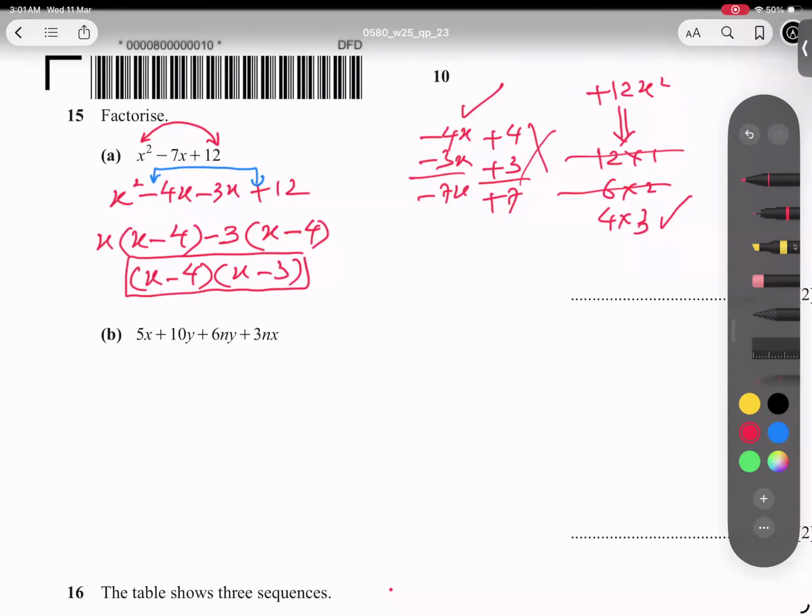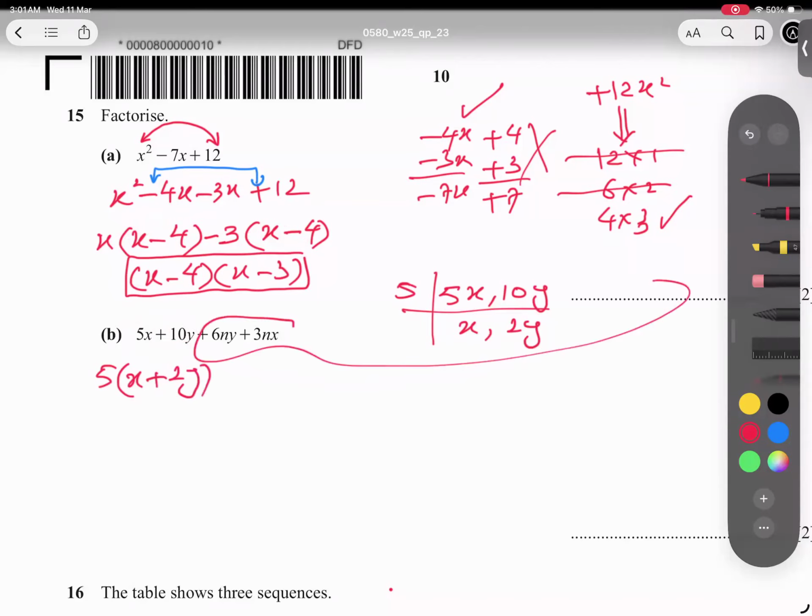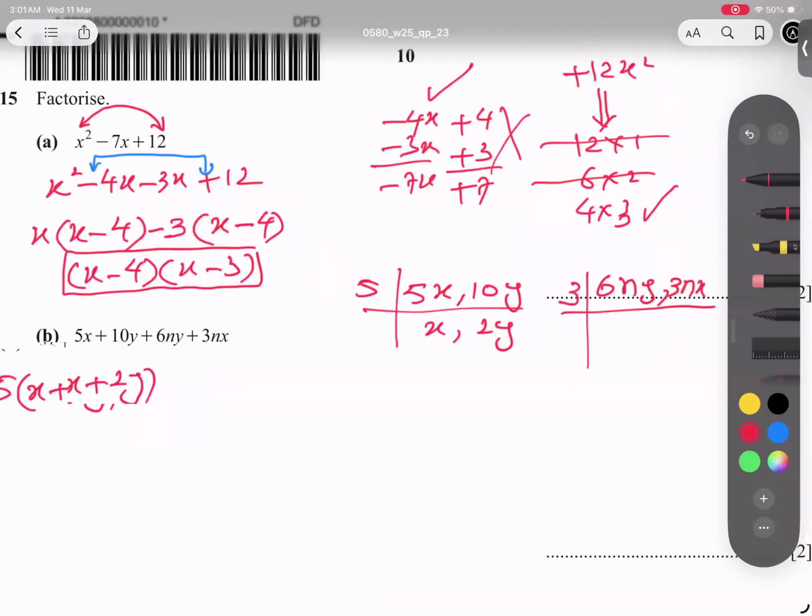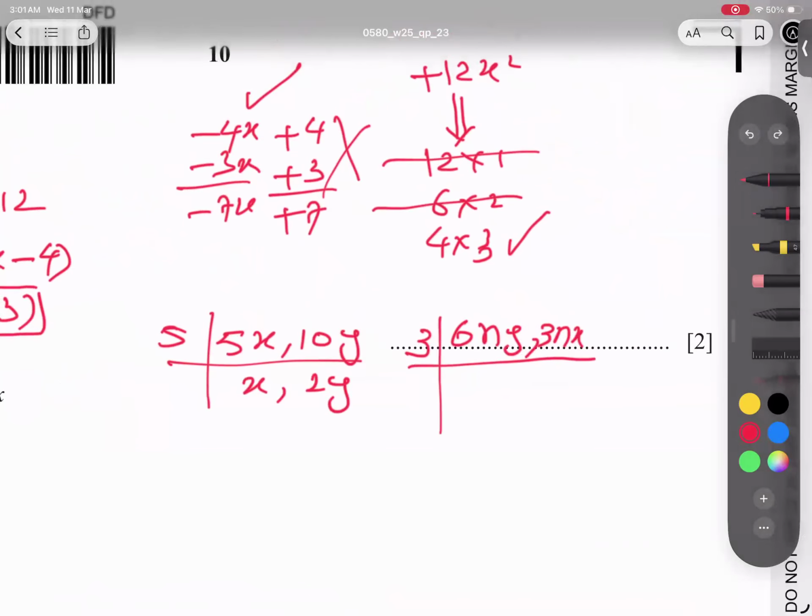So students, what is our next question? What is common from here? If you don't know, the best way is this one. Make it easy. So 5 is common, 5 ones are 5, 5 twos are 10. So 5 common, what is left with a plus sign? x and 2y. Now, the same thing I'm going to do here: 6ny, comma, 3nx. First of all, the table of 3: 3 twos are 6, and 3 ones are 3. Again, what is common? n is common. So 2y is left, and here x is left.